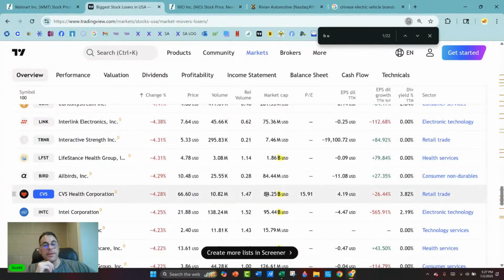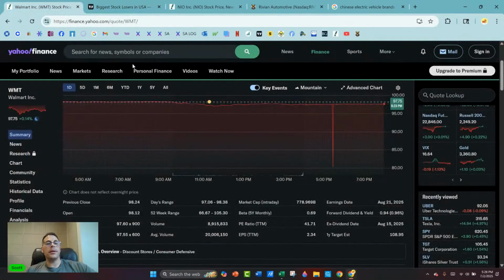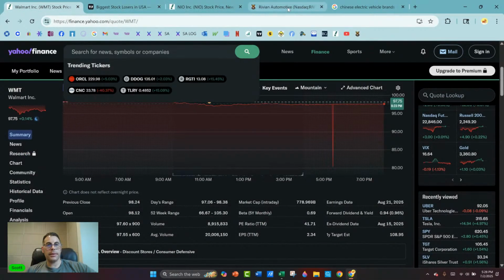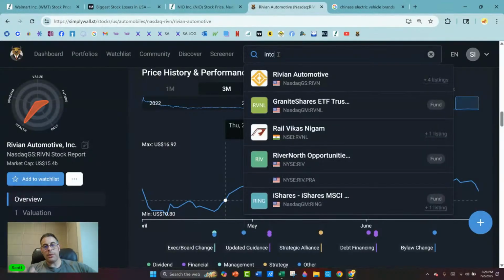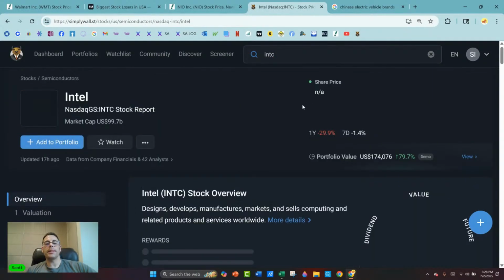Let's see what else. CVS, it's down 4.5%. I'm scared. Every time I try to take a risk, not every time, but a good number of times, it doesn't seem to pay off. I bought a lot of Intel, and initially I was up like 20%. I ended up selling at a 30% loss, which is good, because if I kept the stock, I would have been down probably like 70%.